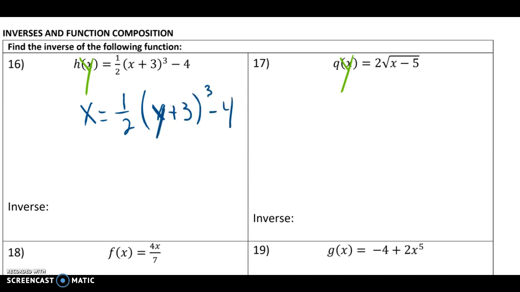So in my class, I talked about, if you have your graphing calculator, there's a couple ways that you can see if you did this right. One is you can graph your original function and then the inverse, and then put those into y1, y2, and also put the equation y equals x, and see if you get a reflection over the line y equals x. Probably a simpler way to do this is go ahead and graph your first original equation, the y equals 1/2 x plus 3 cubed minus 4.